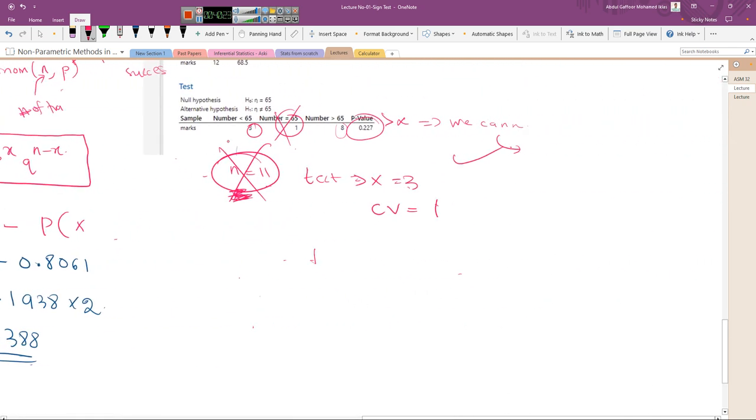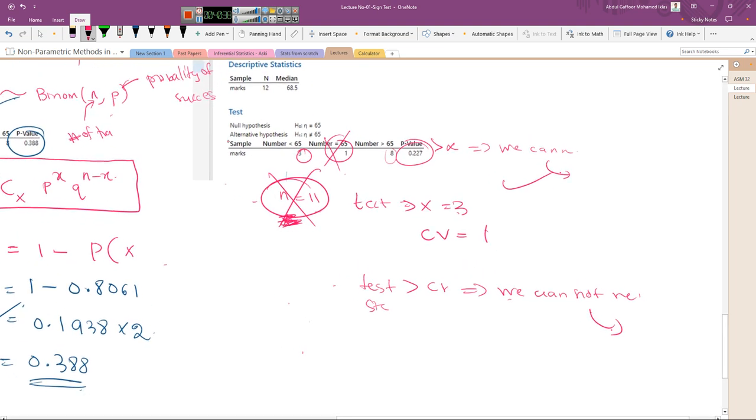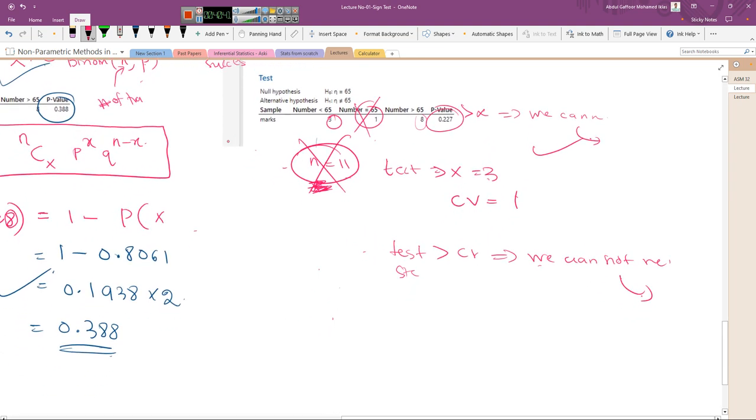So since our test statistic value is greater than critical value, we cannot reject H naught, right? So we cannot reject H naught. So the lecturer's claim is correct. Okay, right. Now if you want to find out this p value, what we are interested in is probability of x greater than or equal to 8, because we are going to consider the success as getting the positive sign as probability of success, right? So probability of x greater than or equal to 8.